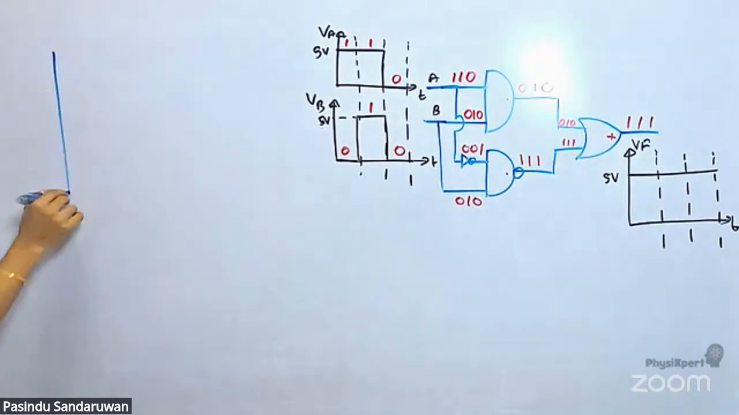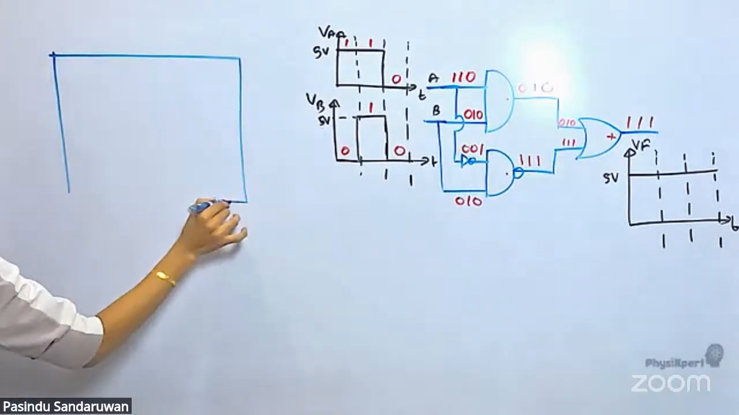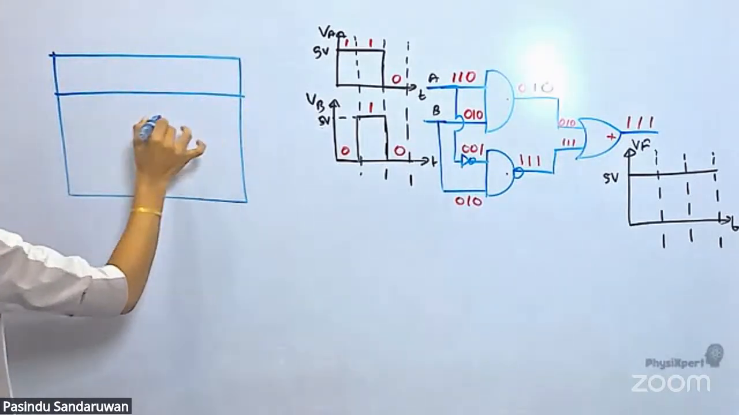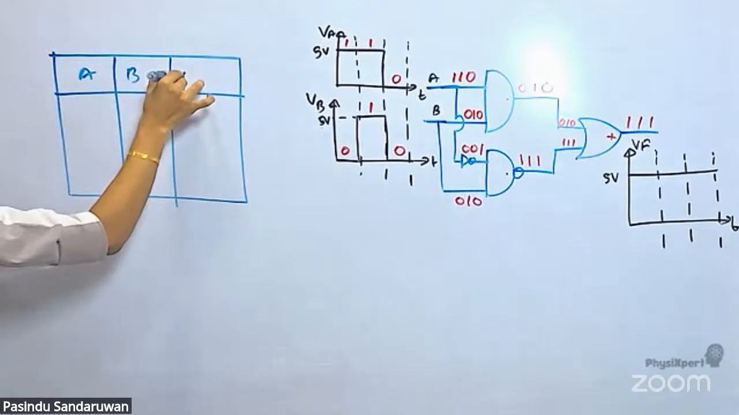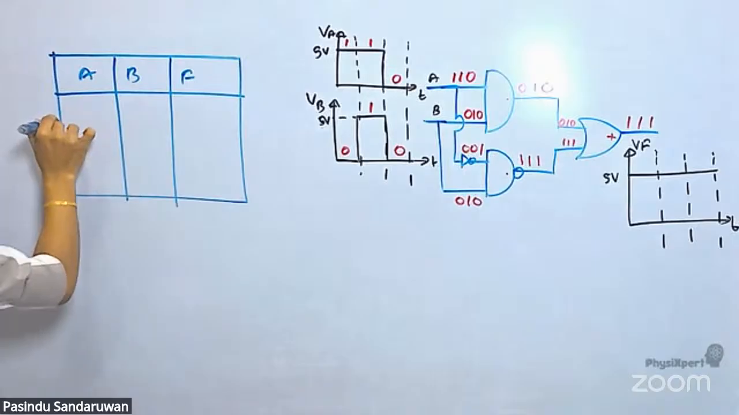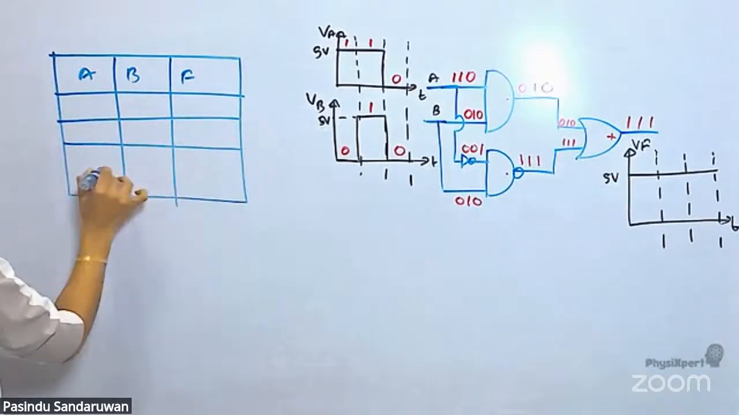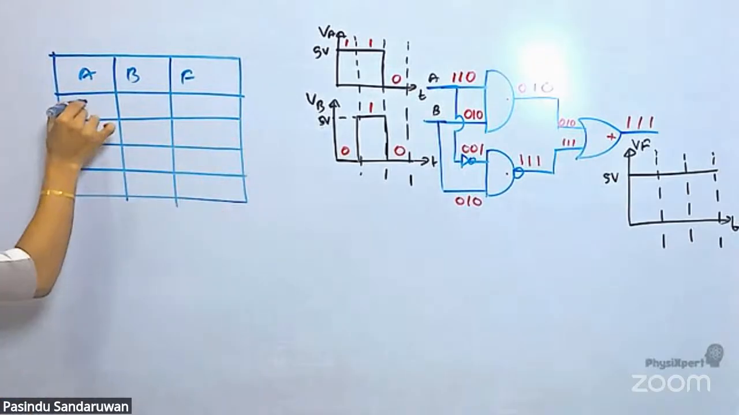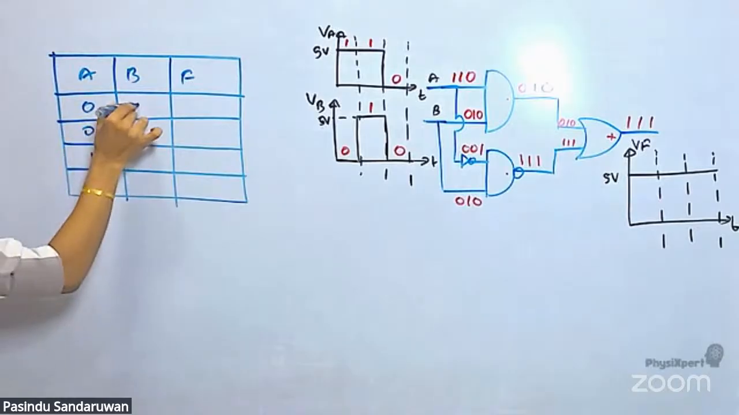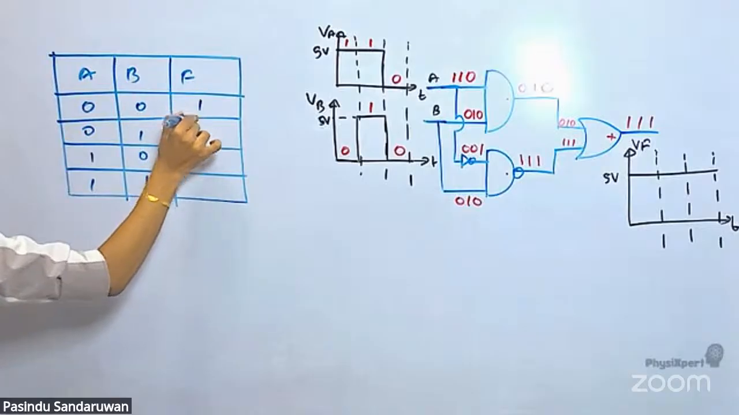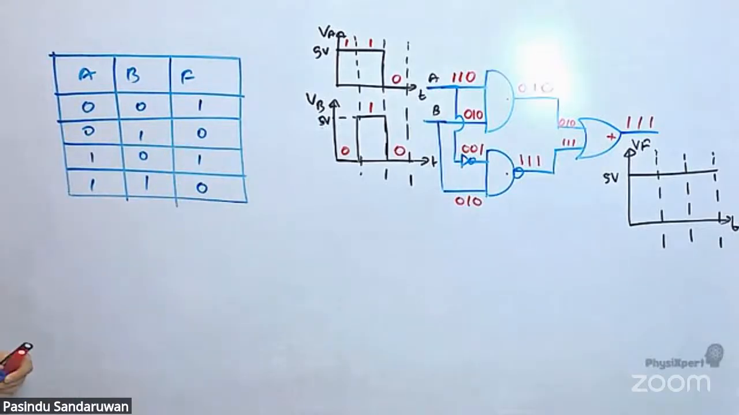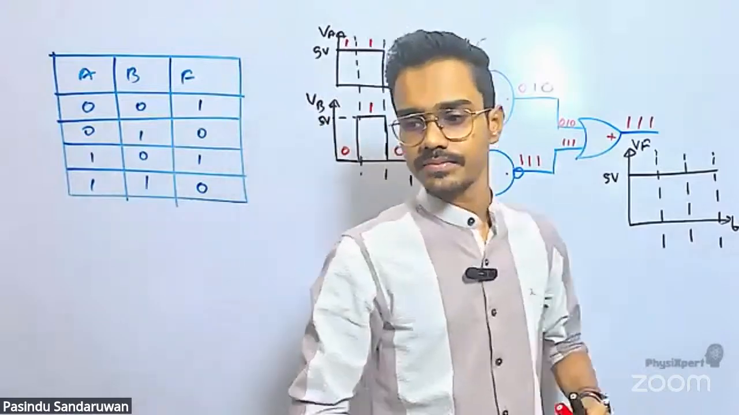You are given a truth table like this. Say A, B, F, and the function is not given. Only the table is given. Right? A is 0, 0, 1, 1. B is 0, 1, 0, 1. Say F is 1, 0, 1, 0. Something like this. Truth table is given.